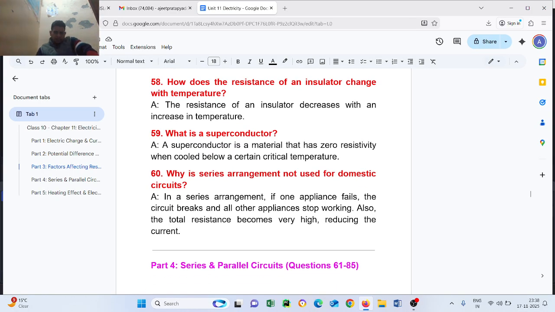Question number 60. Why is series arrangement not used in a domestic circuit? In a series arrangement, if one appliance fails, the circuit breaks and all the other appliances stop working. Also, the total resistance becomes very high, reducing the current.